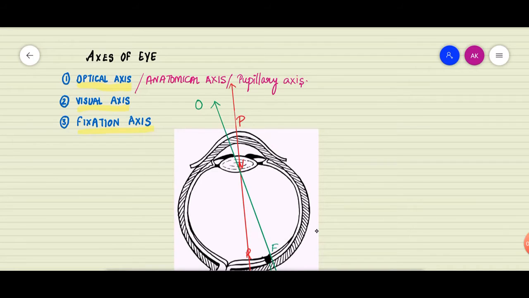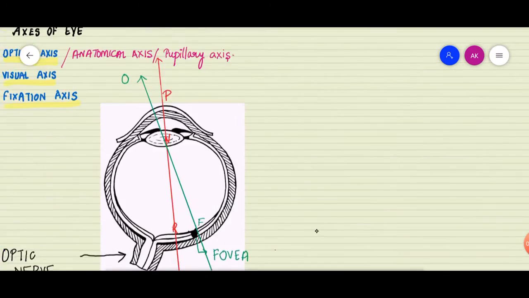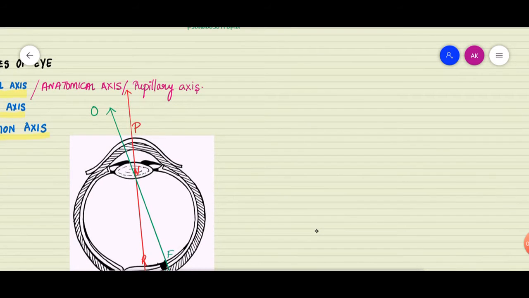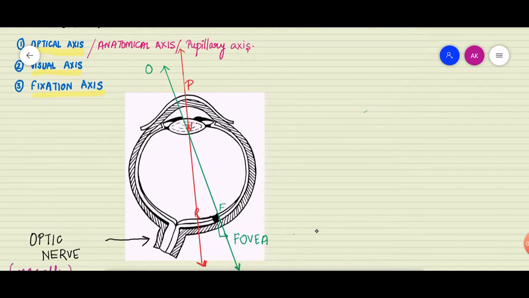So first thing is, what is meant by this optical axis? Let us see. If we take an eye and we draw a line which is passing through the center of the cornea, let us label it as P, and that line has to pass through the center of the lens, let us label it as N, and then it has to pass straight and meet a point on the retina R.